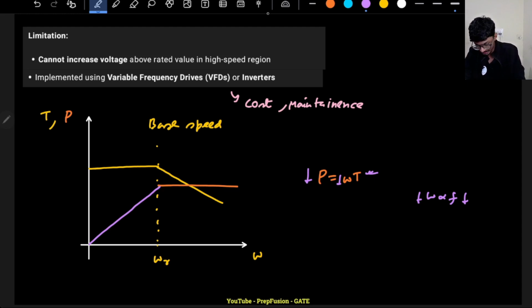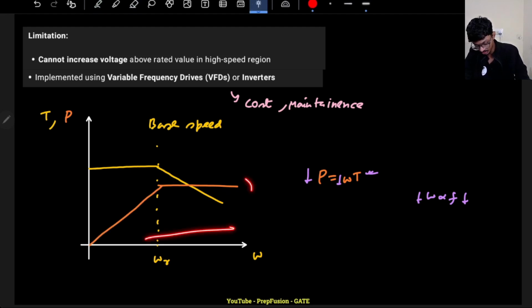So yeah, it will not be exactly linear. Of course, there will be differences, it will be non-linear, but I'm just drawing a rough diagram. So above base speed, it will operate as a constant power drive. Below base speed, it will operate as a constant torque drive. So these are the two equations. I hope you have understood this point.